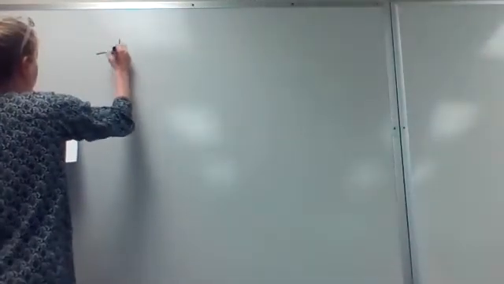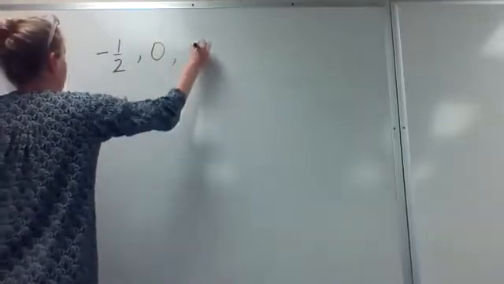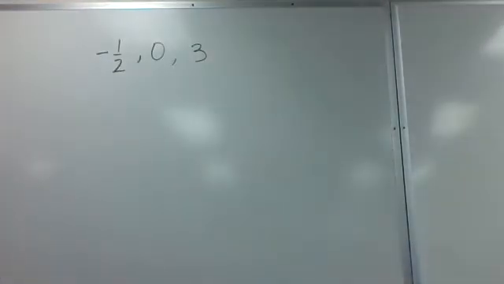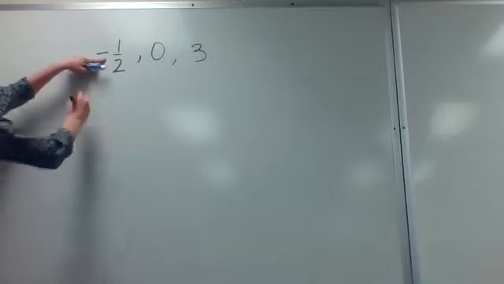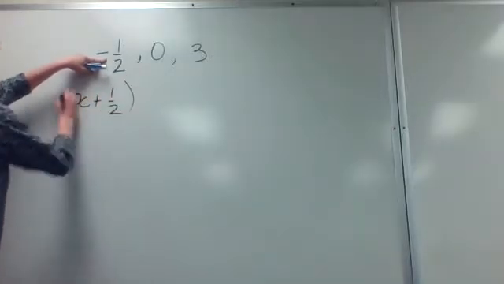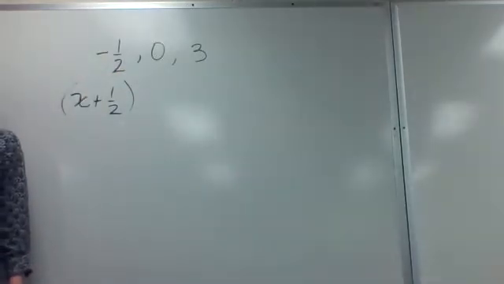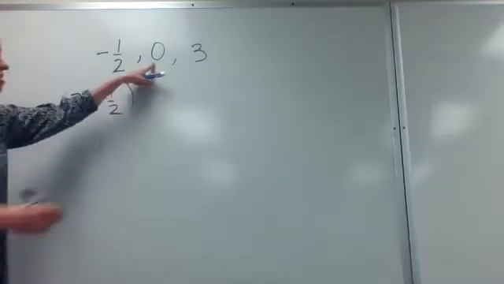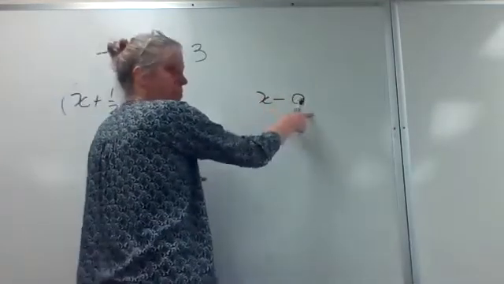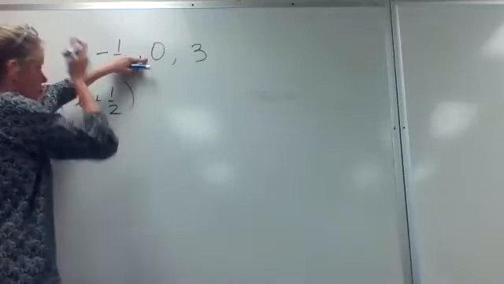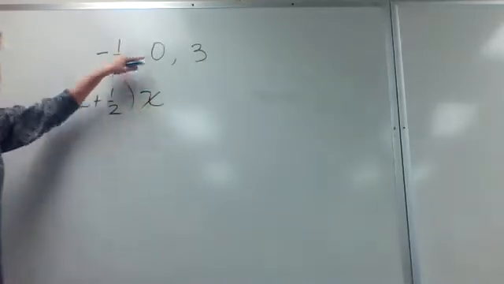Number 4. Same thing, but now I got to throw in a fraction. My zeros are -1/2, 0, and 3. So if this is my 0, that means it came from x plus 1/2. If 0 is your 0, what is that going to come from then? Just plain old x. If I think about it, it would be x minus 0. That's just x, right? So if your 0 came from 0, that means it just came from the factor of x.